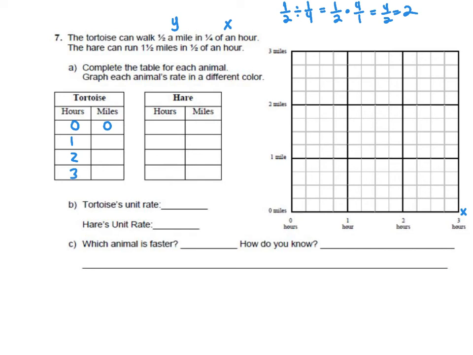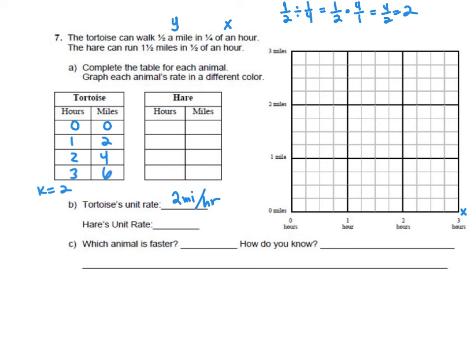Okay? What that means is our constant of proportionality for the unit, or for the tortoise, also it is the unit rate, is 2 miles per hour. Okay? So I'm going to put that to k equals 2. What that means is we can just plug it in. So 1 times 2 is 2, 2 times 2 is 4, 3 times 2 is 6.